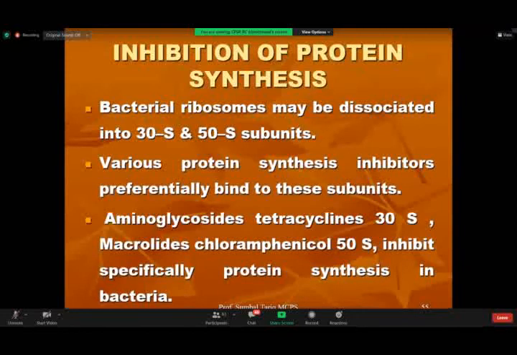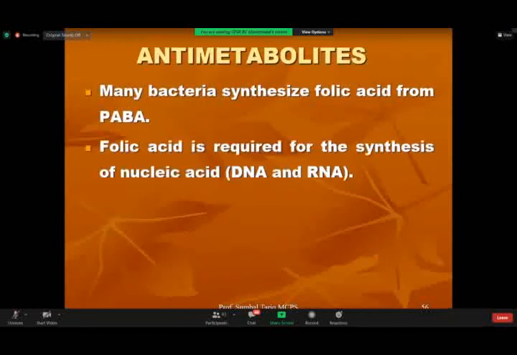इनहिबिशन ऑफ प्रोटीन सिंथेसिस में बैक्टीरिया के राइबोसोम्स में 30 और 50 S subunits होती हैं. Various protein synthesis inhibitors bind preferentially to different subunits. Aminoglycosides और tetracyclines जो हैं ये 30 S subunit के साथ bind करती हैं और they cause the effect. While macrolides and chloramphenicol typically cause a decrease in protein synthesis in the 50 S unit.